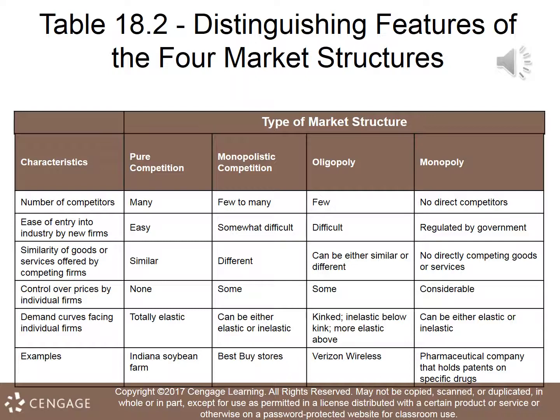Oligopoly is a market structure in which relatively few sellers compete and where high startup costs form barriers to keep out new competitors. Monopoly is a market structure in which a single seller dominates trade in a good or service for which buyers can find no close substitute.